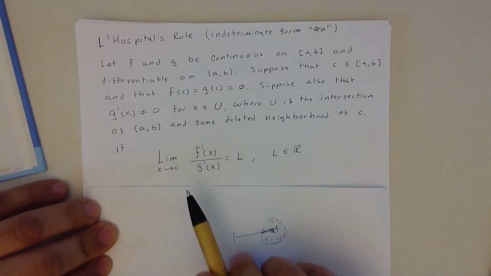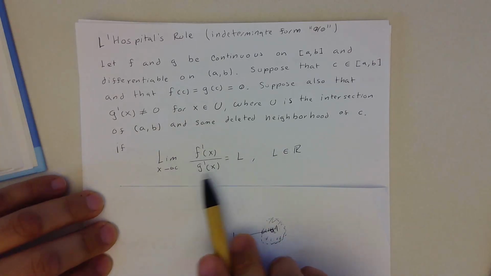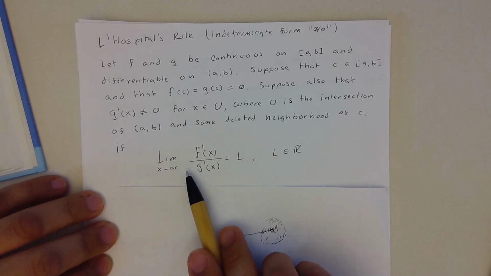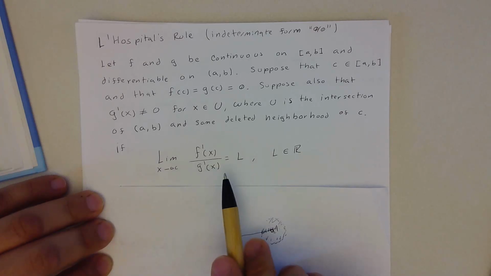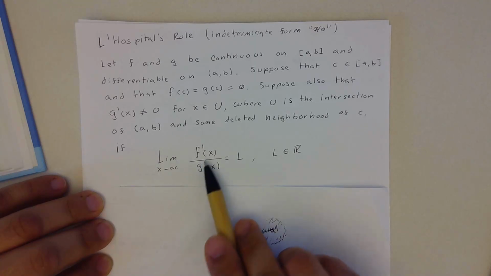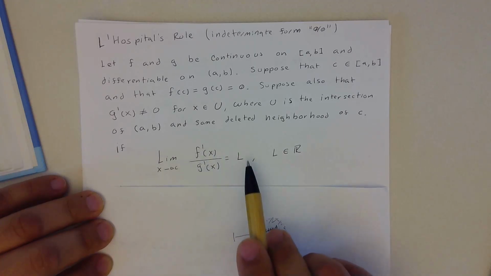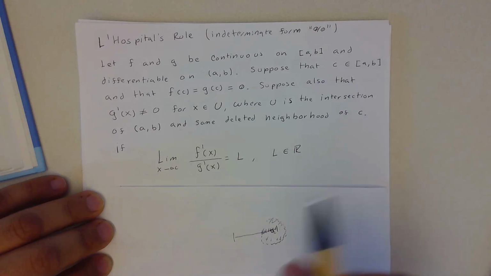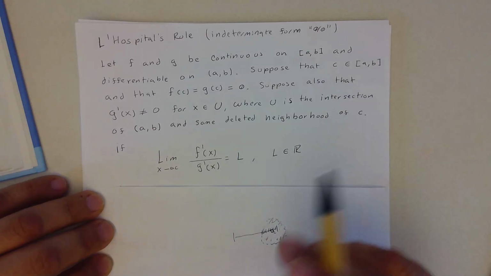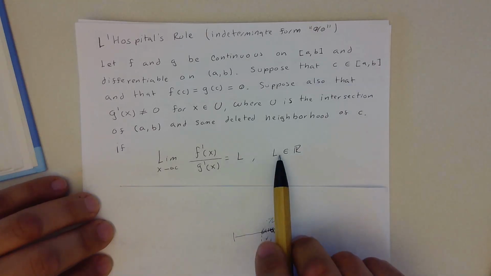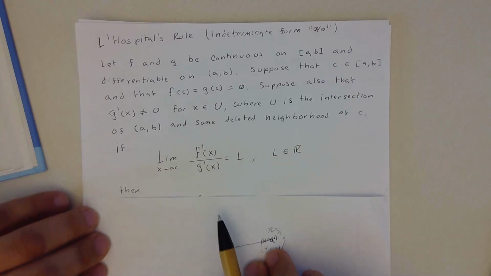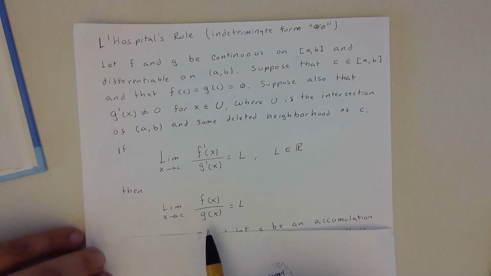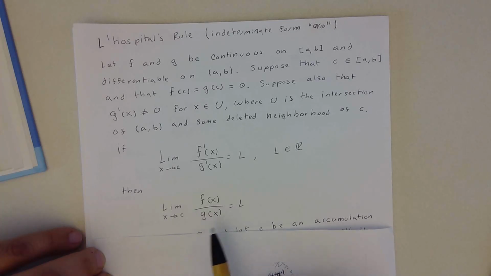So for that, we have that the limit of x tending to c of the quotient of the derivatives of each function will be a number that exists, which is not indeterminate. It's a number that exists in the real numbers. Then the limit of the original function, the quotient that we wanted to have, will also be the same number.